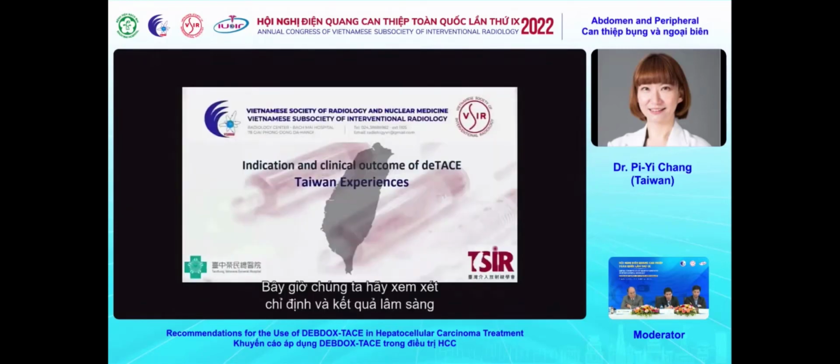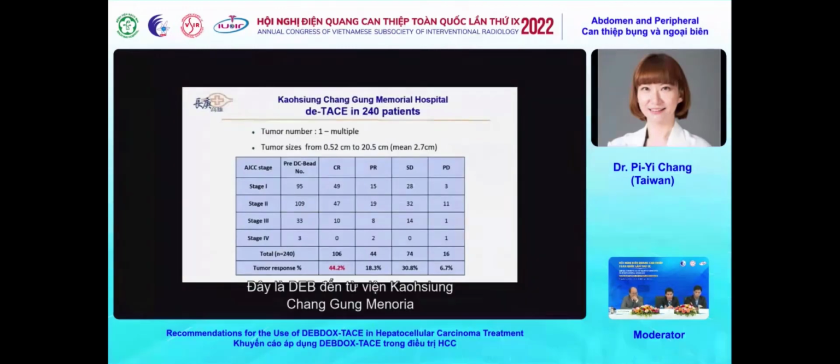Now, let's take a look at the indication and clinical outcome of DEBDOX-TACE in Taiwan. This is the data from Kaohsiung Chang Gung Memorial Hospital. They have done DEBDOX-TACE in 240 patients with 1 to multiple tumors. The tumor size ranges from 0.5 to 20.5 centimeter. We can see that they can reach complete necrosis up to 44.2% by using DEBDOX-TACE, and partial response rate is 18.3%.